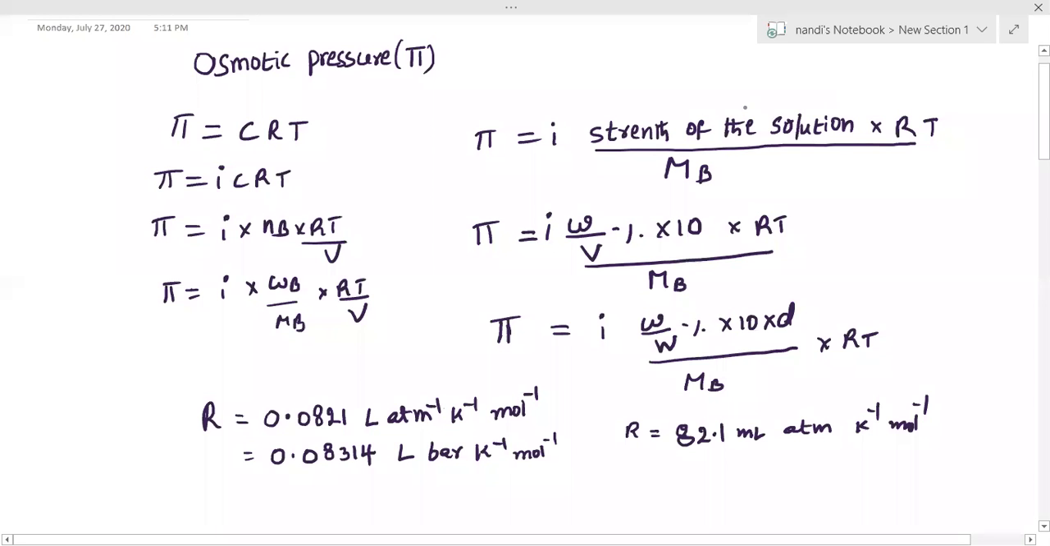Osmotic pressure. This is one of the colligative properties, and a more important one. Anyway, this is important for JEE, NEET and board exams. So in this video, I'm going to discuss the definition of osmosis, osmotic pressure and reverse osmosis. These are just the formulas I've given. How to derive and how to use these formulas, we are going to discuss in the next video.